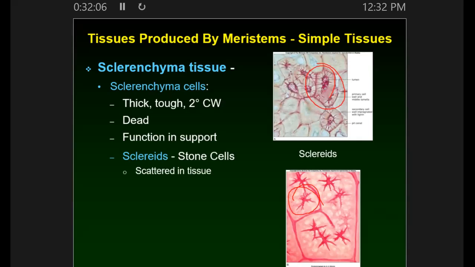The best experience of sclereids I can give you is if you've eaten a pear, which I hope you have. You bite into a pear and you feel that gritty texture against your teeth, you're like, oh, that's kind of gritty. Those are sclereids. You're eating a ton of sclereids when you bite into the flesh of pears. They define them as cells that are as long as they are wide. But you can see there's variation in their pattern and how they look under the microscope. Okay, so you have sclerenchyma cells. Sclereids are one example, good for support.